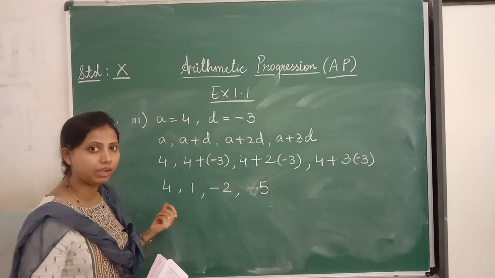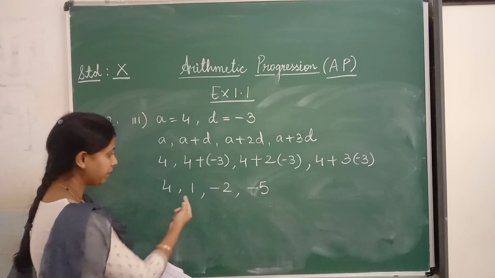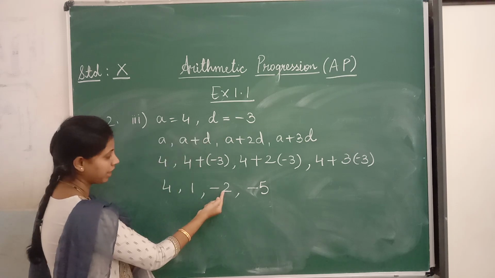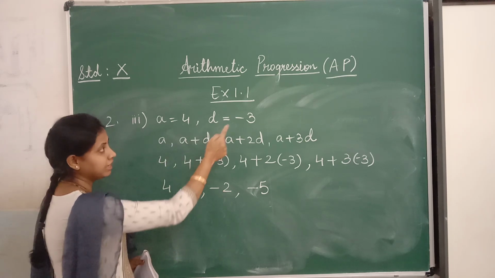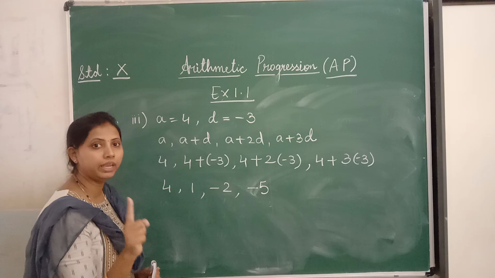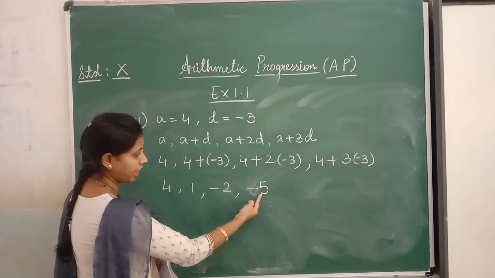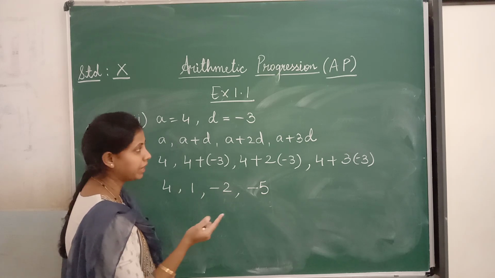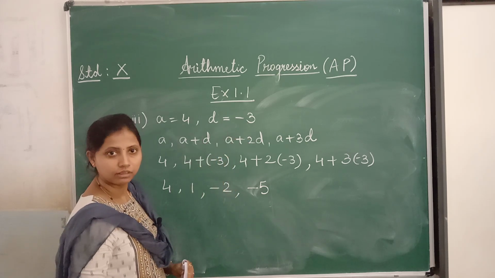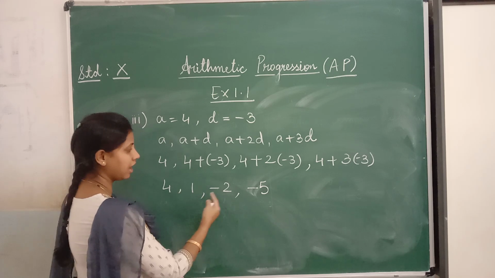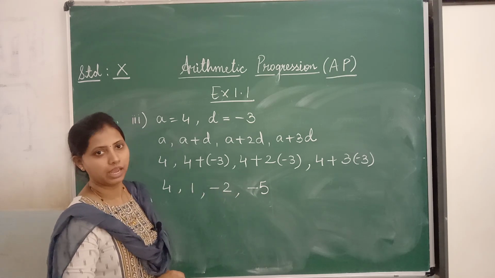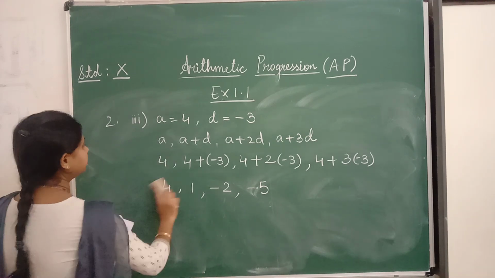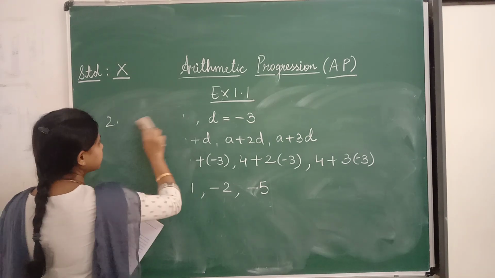You can again verify whether what we have written is correct by subtracting. 1 minus 4 is -3, -2 minus 1 is -3. The common difference should be the same. -5 minus of -2, that is +2, so 2 minus 5 is again -3. Understood? So these are the 4 terms of the AP. Understood children? Let's take one more example.